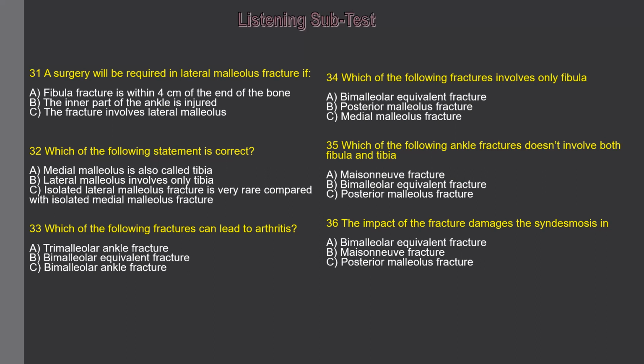Hello, Doctor. What are the types of ankle fractures? There are different types of ankle fractures, and treatments vary significantly based on the location and severity of the injury. When a broken ankle occurs, the injury may be to the end of the medial malleolus, called tibia, or to the lateral malleolus, called fibula, or both.